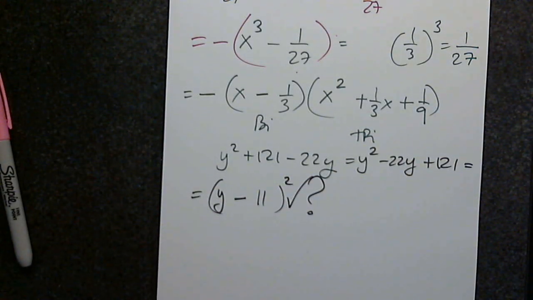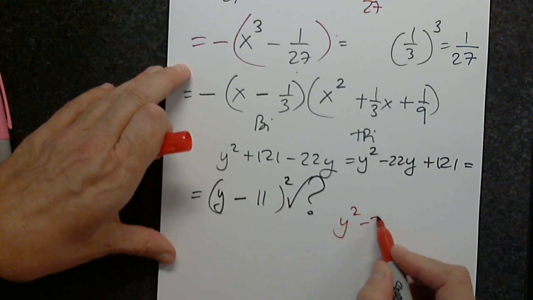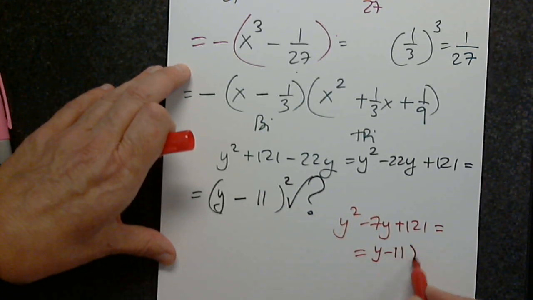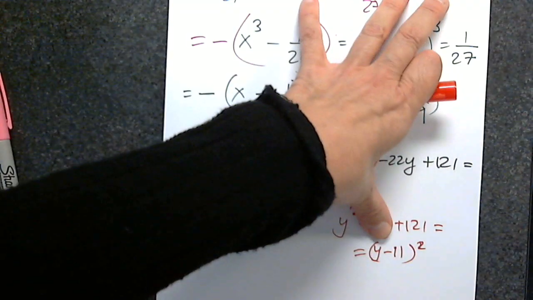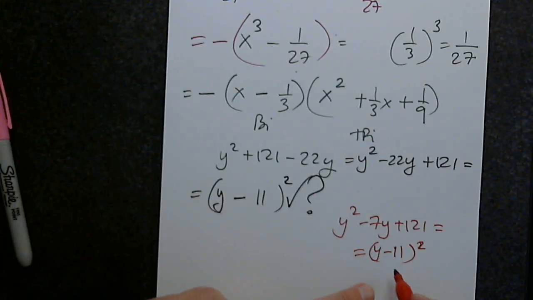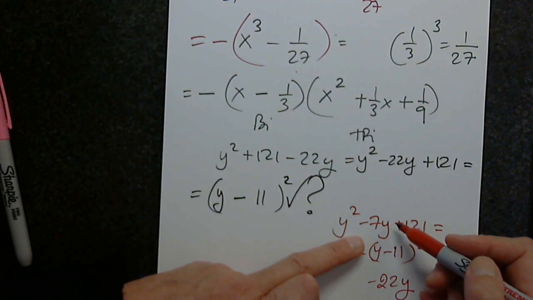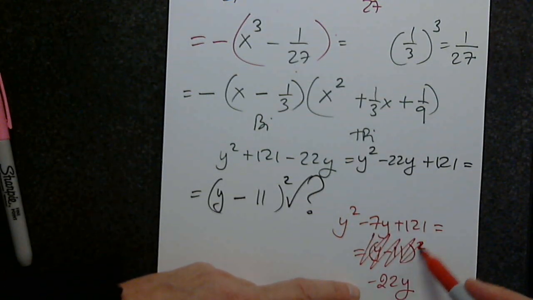What if I ask you now to factor y squared minus 7y plus 121? You will say y minus 11 squared. But now you still have to check the middle term. And the middle term here is negative 22y. But the middle term here is negative 7y. So this cannot be the factored form.